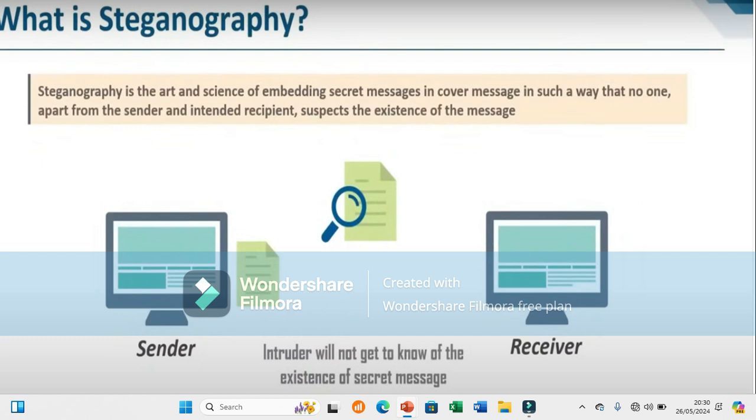Now, steganography is the art and science of embedding a secret message in a cover message in such a way that no one, apart from the sender and the intended recipient, suspects the existence of the message. This is the same thing I said earlier. I want to send something to someone, the person is aware of it, and I hide it inside what I want to send to the person.